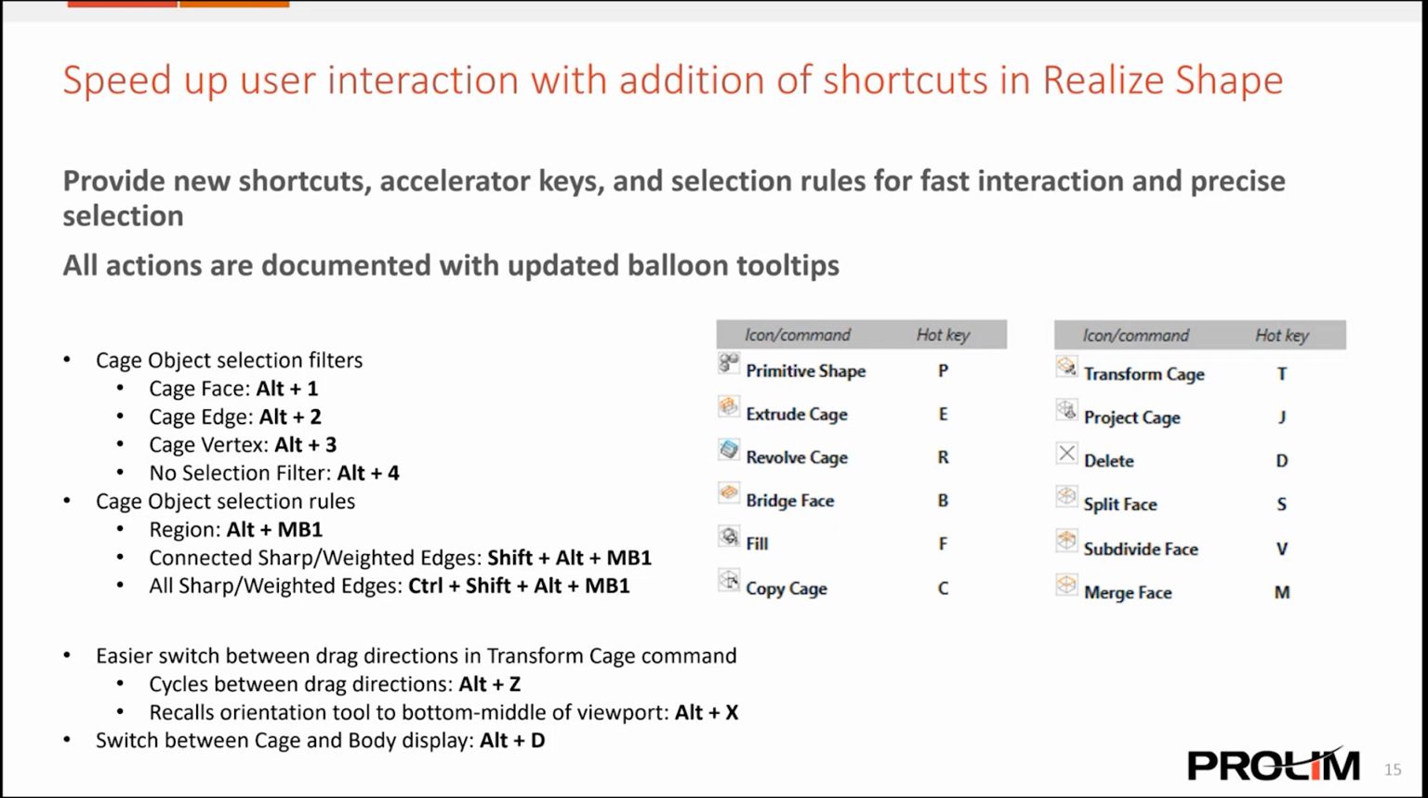So you can choose your cage faces, your cage edges, all using these different shortcuts. And all of these actions are documented with updated balloon tips as well.